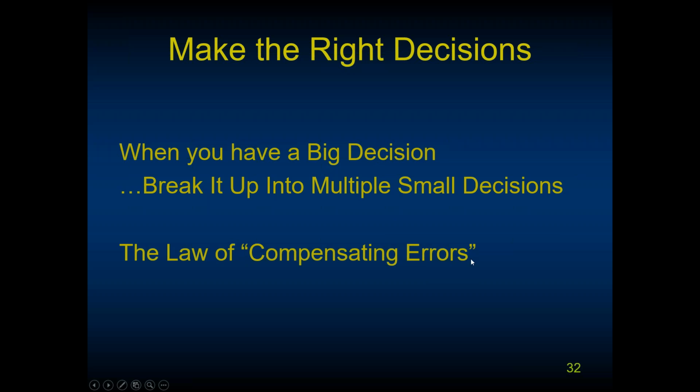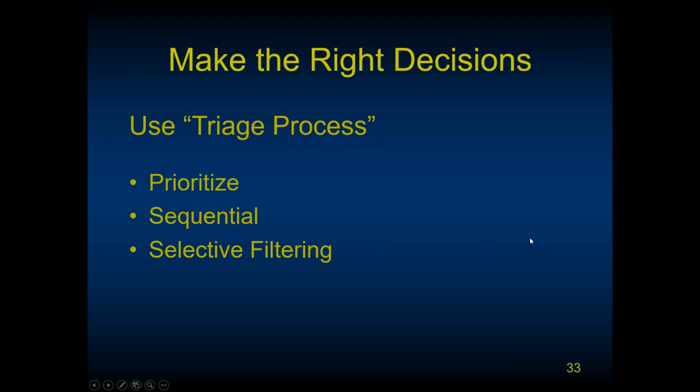There's a law known as the law of compensating errors, which means that even if you make multiple decisions, you may get one or two wrong, you may get three or four right. The point is that the errors will compensate and you can't get too far into a bad decision. Now, it's more than just using multiple inputs for decision making though. We also believe that there has to be what we call a triage process, borrowing from the medical profession.